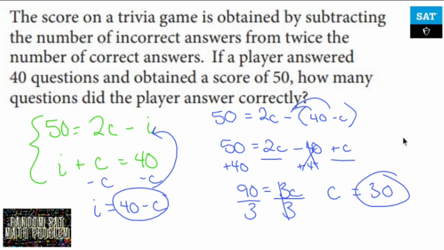So just to make sure I did this right, okay, if I were to get 30 correct, that means I would have gotten 10 of them incorrect. So 60 points minus my 10 incorrect is going to be 60 minus 10, scoring 50 points. My answer is 30. 30 out of 40 is a C. Do better, player answering 40 questions.